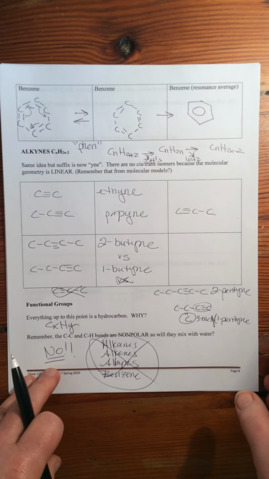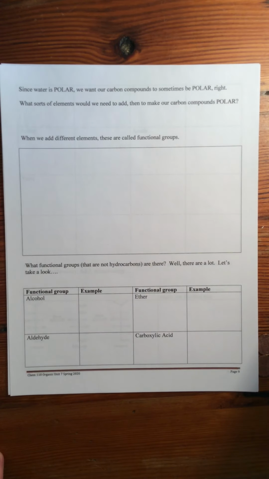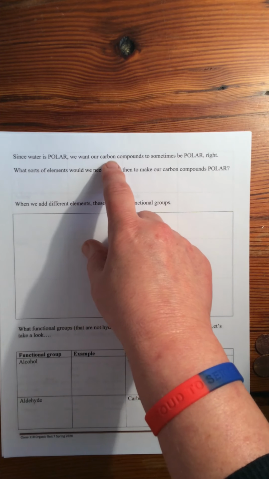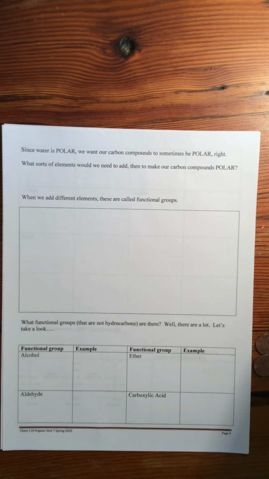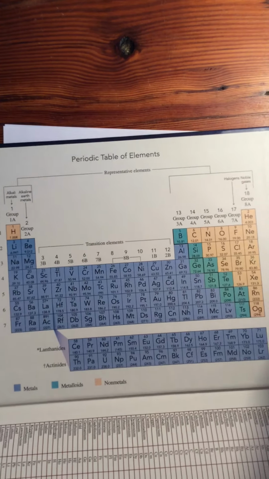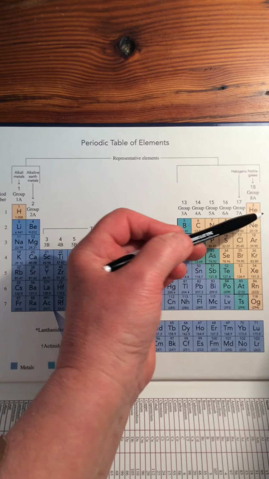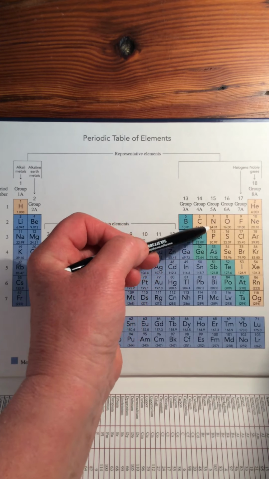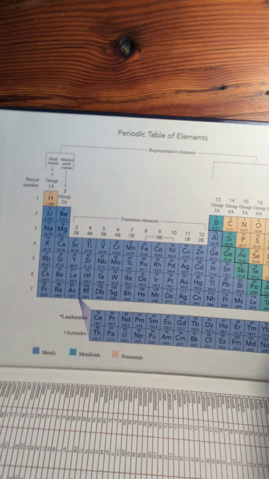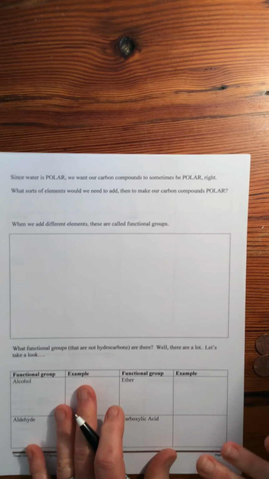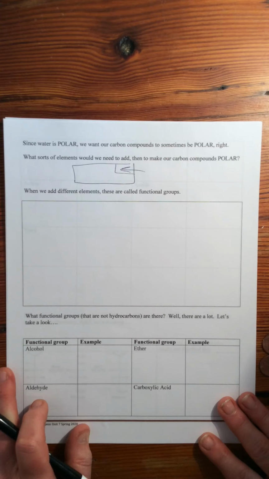And so you're like, oh my gosh, I hate this. Why is she making us do it? Well, you have to understand these before you can move on. Since water is polar, we want our carbon compounds to sometimes be polar. And so what sorts of elements do we have to add in order to make these polar? Well, this is why we have our electronegativity chart and our polarity, and we remember that our polar elements are over here. Typically we can add oxygen and nitrogen, and we can make things that are compatible with life. Halogens tend to be problematic, but they're very polar, and so we have to look at them too. So we want to add in our periodic table, this upper right-hand corner, those are the elements that we're going to want to add.